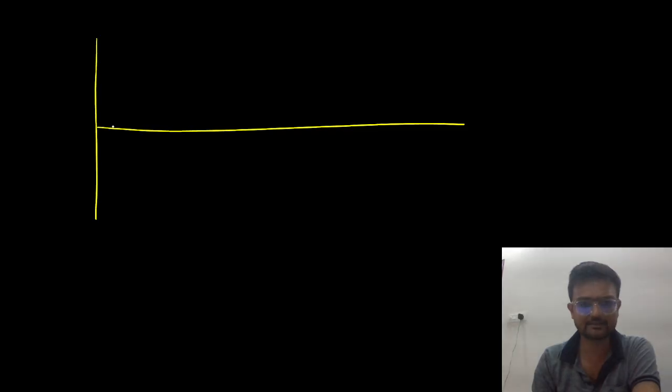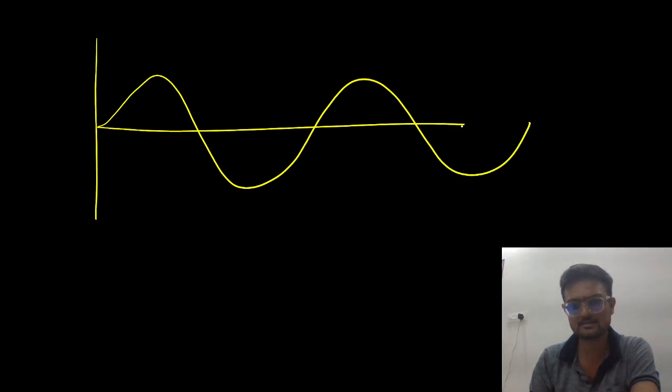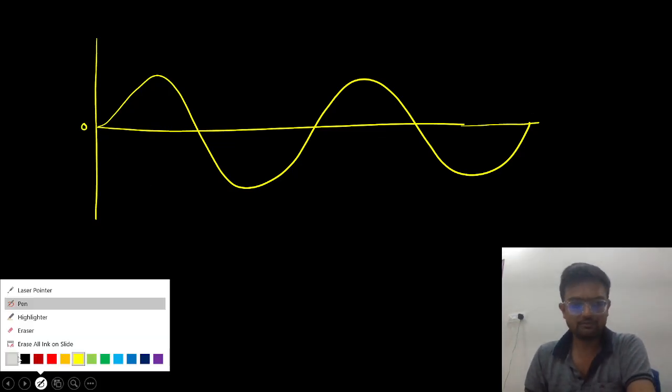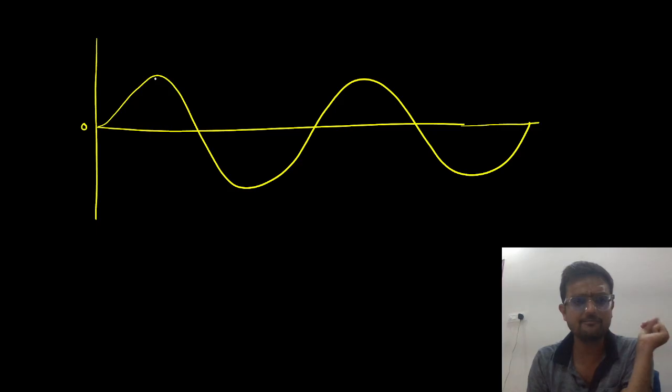So, let me try to draw a wave, something like this. Let's say this is the line of propagation. This is a wave. Wave travels like this. Now, this is the mean point. We take it as 0. Whenever you talk about a wave, the wave has two things. One, point of maximum, this is the point of maxima. And there will be a minimum point, point of minima, you can say.